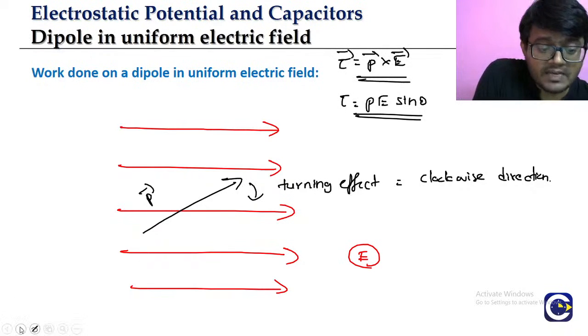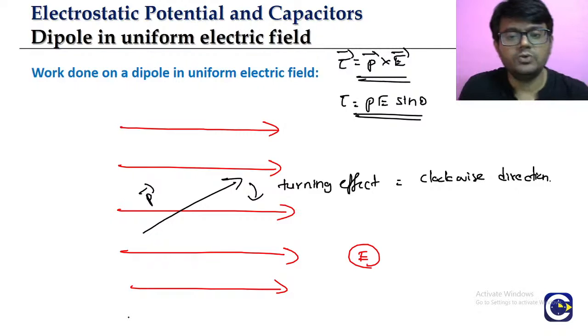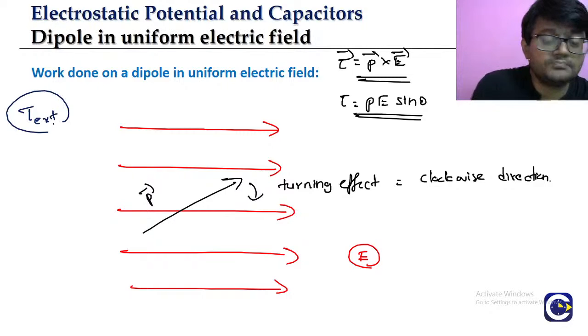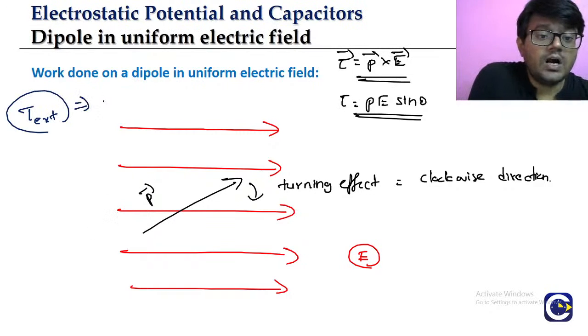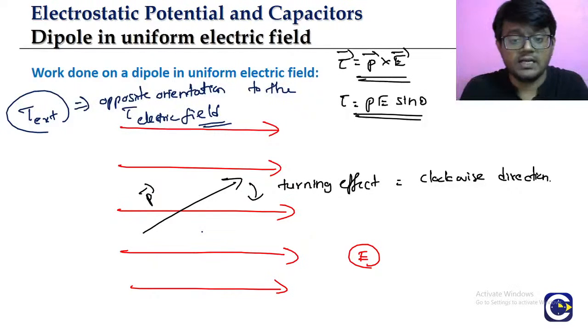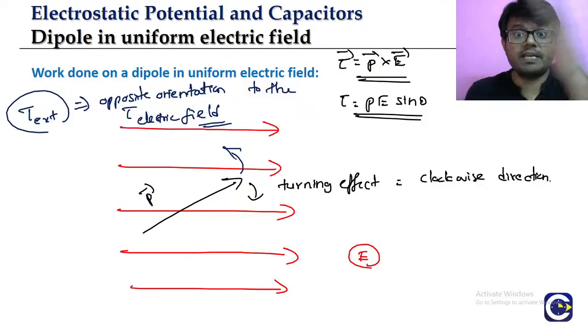So otherwise, say for example we are applying an external torque, so that we don't allow the dipole to rotate automatically. We are applying an external torque in an opposite orientation to the torque because of the electric field. Already because of the electric field, there is a torque on the dipole. So the dipole will always have a tendency to rotate. But what are we doing here? We are applying an external torque in the opposing orientation.